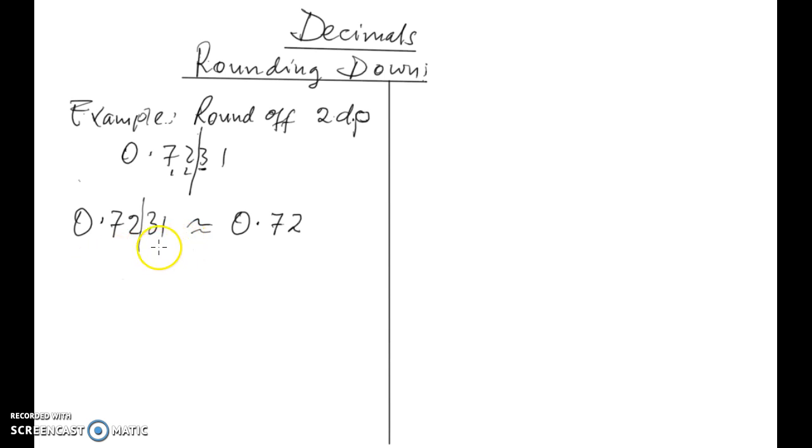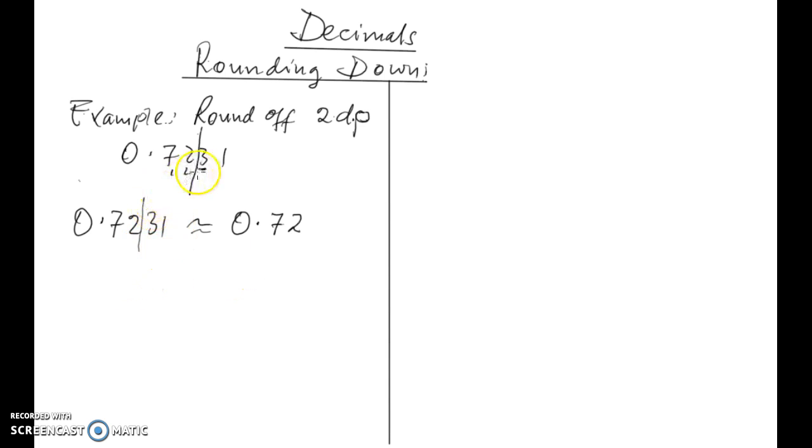We drop everything. We don't need to replace them with 0, because zeros at the end after the decimal place do not have any effect. So you just leave it like this, and we have rounded it down. Rounding down means we go down from the original. This is a bit smaller than the original one. So that is what is meant by rounding down.